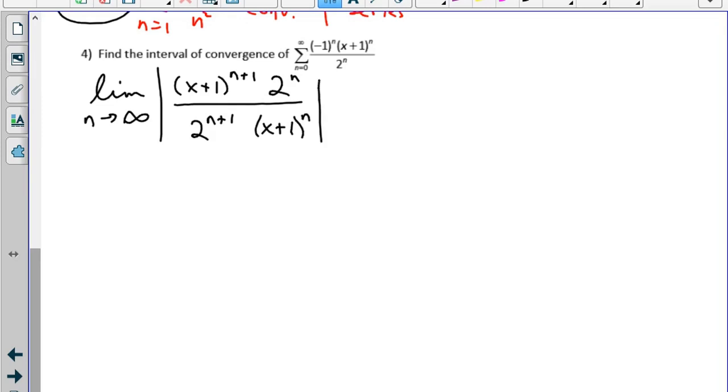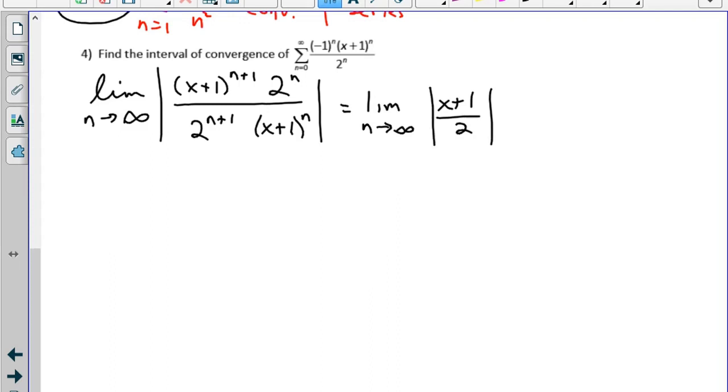Notice I'm not taking into account the alternating part because this is the ratio test and I'm doing the absolute value of this. So when I take this, I get the limit as n approaches infinity of x plus 1 in the numerator and 2 in the denominator.